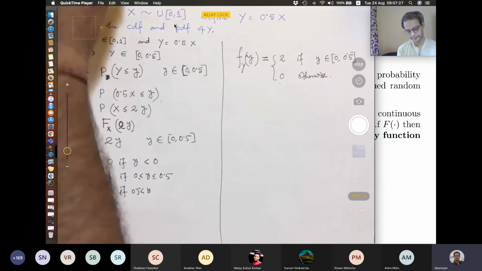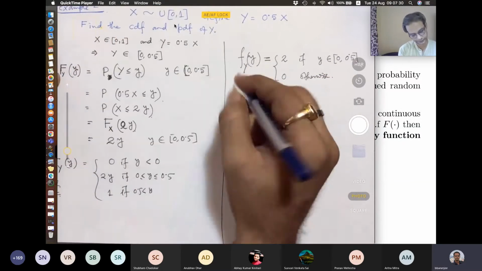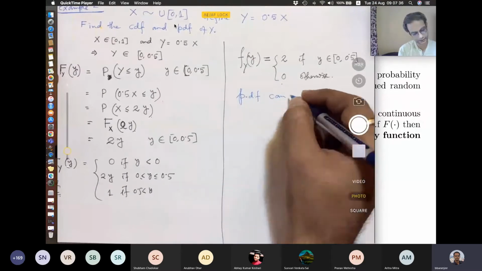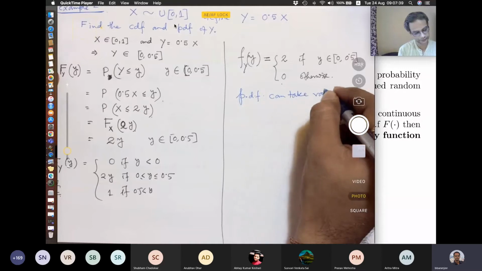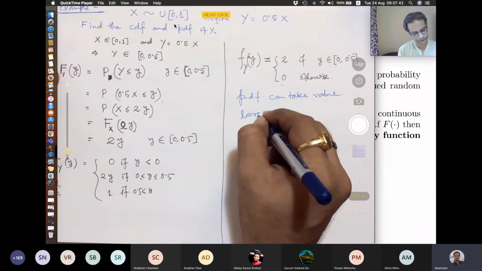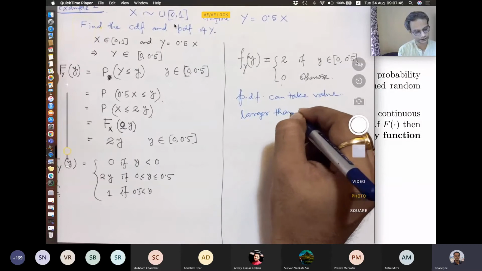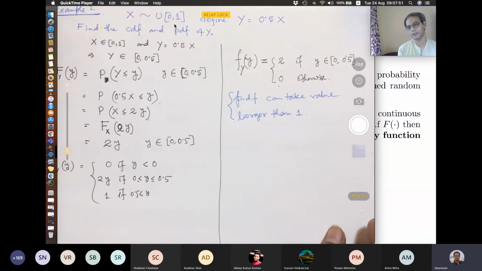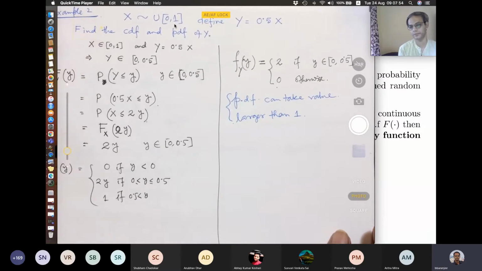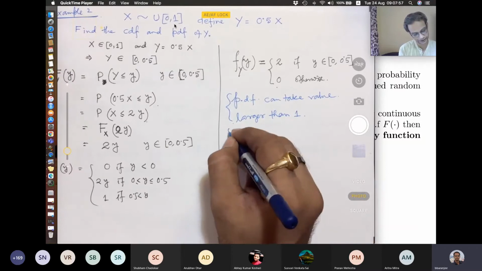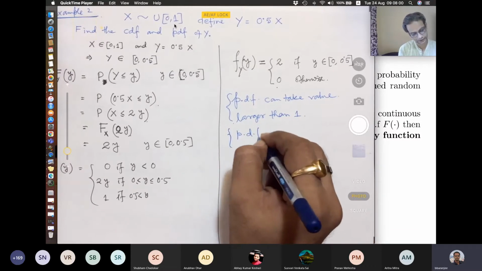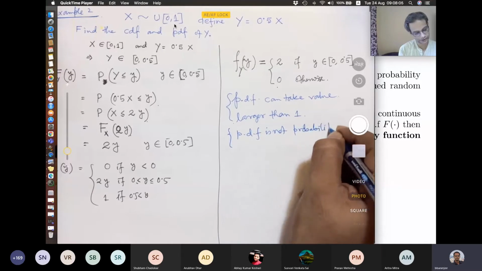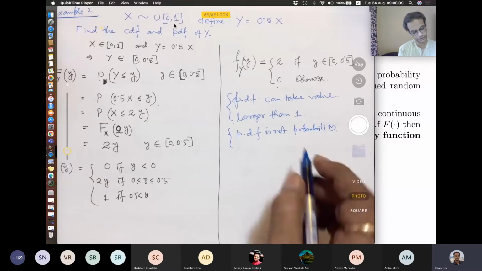Now the answer is clear that a PDF can take values larger than 1. The area under the curve should be less than 1, which is the probability. So PDF is not probability. It is not probability.